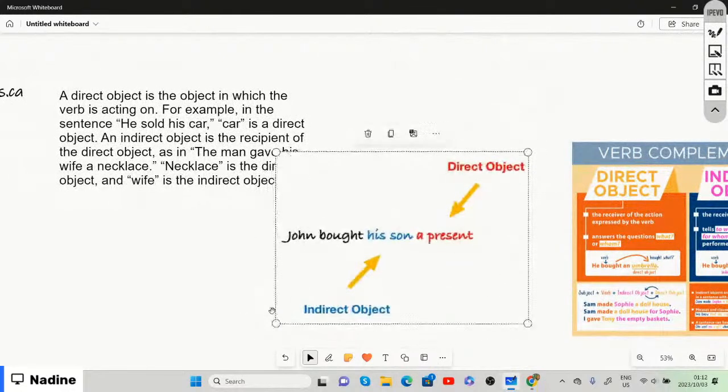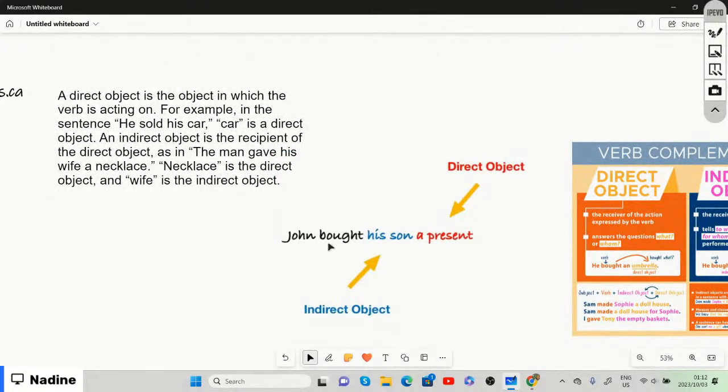And there we have another example. John bought his son a present. So the direct object within that sentence is a present, and the indirect object is his son. So John bought his son a present, and a present is a direct object, and his son is an indirect object.